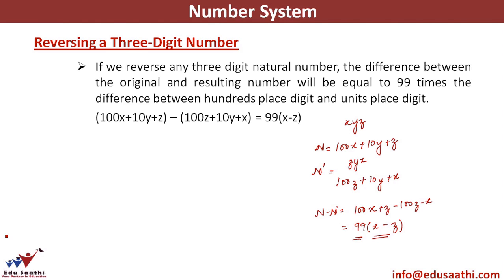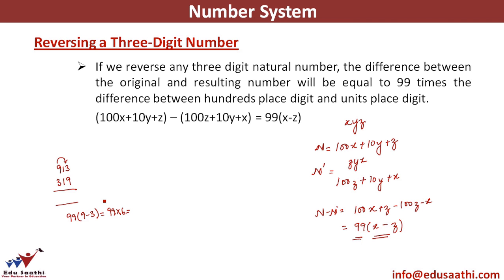Let's take an example if you want. Let's take a number which is 913. Now if you reverse it, the number becomes 319. If you subtract these two numbers, you look at whatever is the difference between 9 and 3. It is 99 times the difference of 9 and 3, so 99 into 6 will be the answer when you subtract the two numbers given in the question. I hope the concept is clear to you. This is a very simple thing that we have.